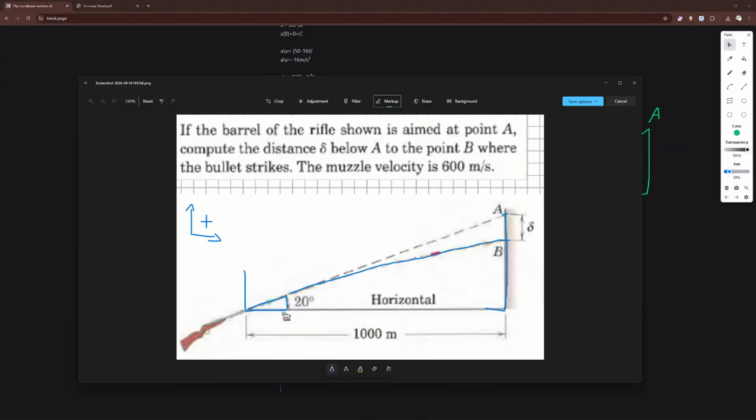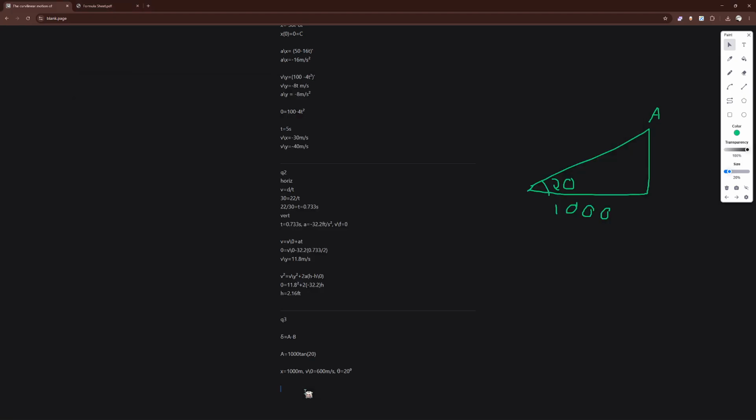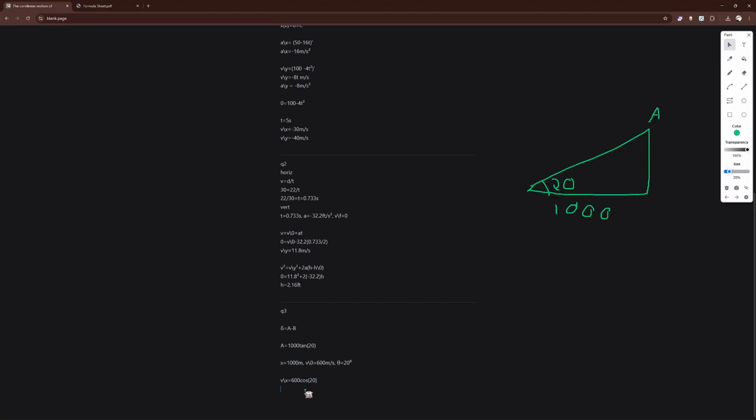It starts as a triangle. This is 20, right? This is 90. We can get Vx, we can get Vy. So V sub x is just going to be 600, which is our hypotenuse, and we want the adjacent to the hypotenuse. So we can use cosine 20, right? And then Vy is 600 sine 20.